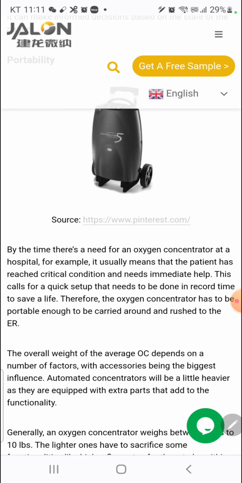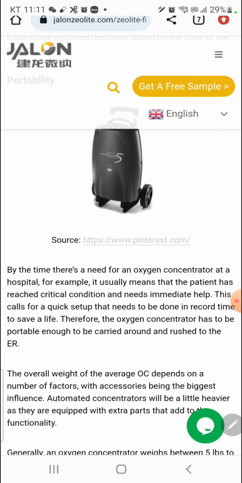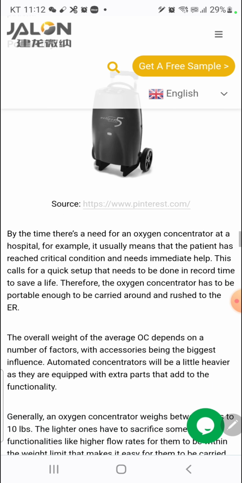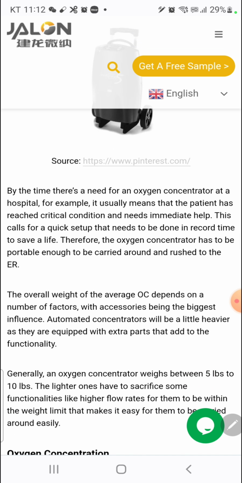Portability. By the time there's a need for an oxygen concentrator at a hospital, for example, it usually means that the patient has reached critical condition and needs immediate help. This calls for a quick setup that needs to be done in record time to save a life. Therefore, the oxygen concentrator has to be portable enough to be carried around and rushed to the ER.